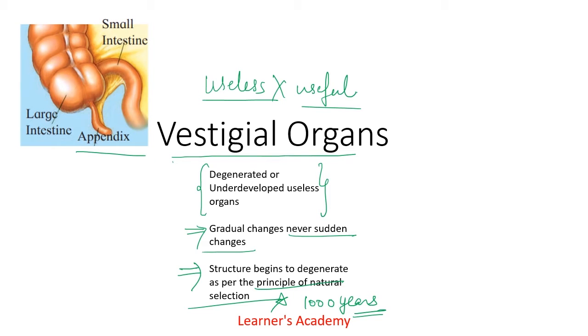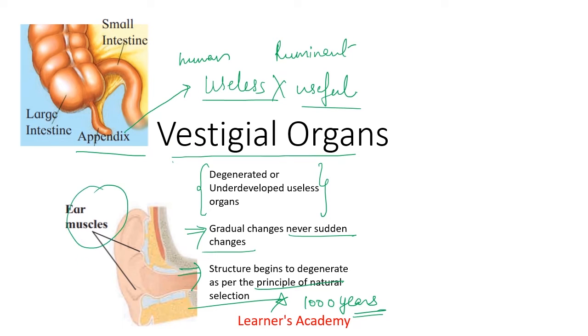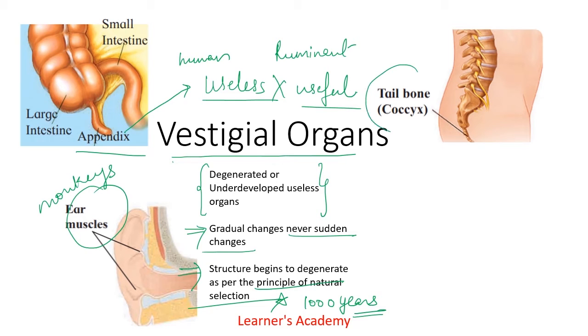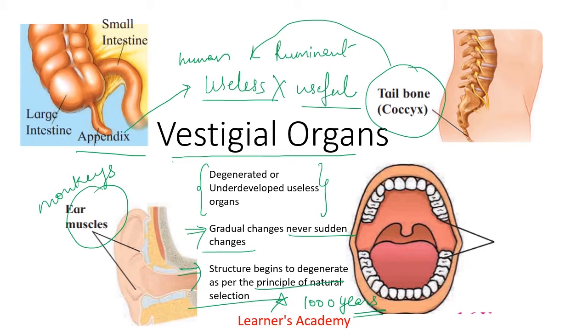For example, the appendix, which is useless in humans, is useful in the case of ruminants. Ruminants means cows and cattle. And then muscles of ear pinnae, which are useless in the case of humans, but useful in monkeys and other animals. And then we have tailbone and wisdom teeth, which are present in the human body but are not essential for them, but they are useful in other animals. So the vestigial organ theory also supports the theory of evolution, and it supports the idea that the evolution process is very gradual and is not sudden.